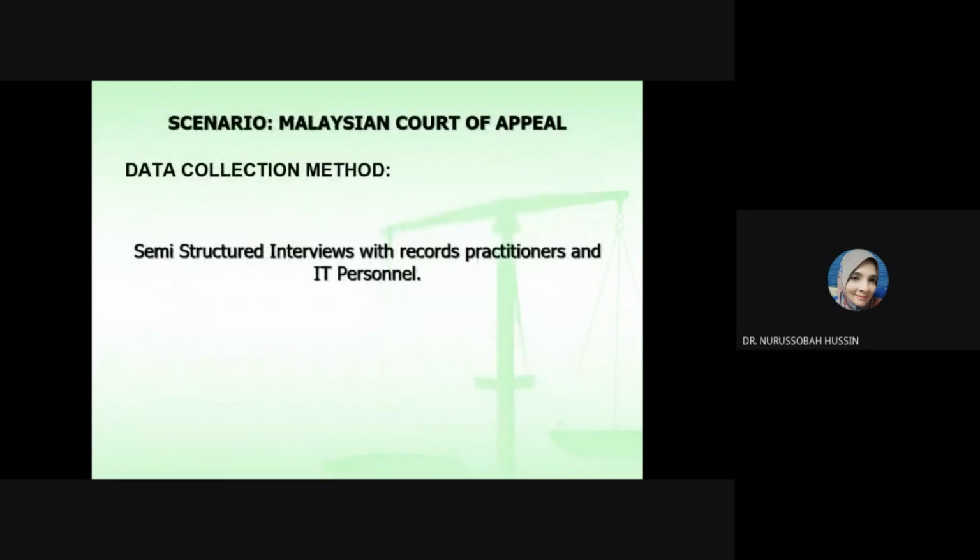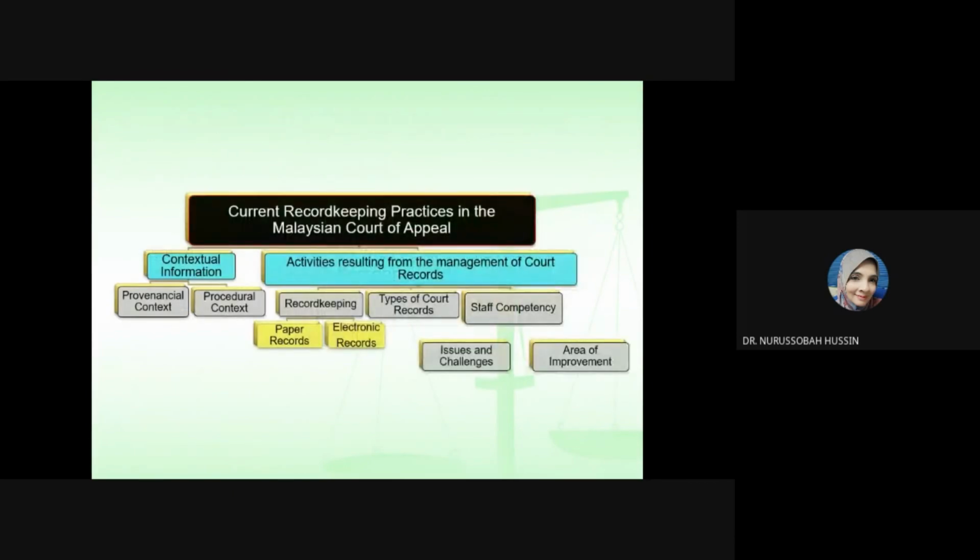Okay, look at the scenario, the case study, Malaysian Court of Appeal. So we want to do the business system analysis to solve our problem just now, improving the electronic records management system. Okay, so when we have decided we want to design the ERMS, what we have to do is investigate in depth. In terms of contextual information, in terms of background, we can investigate the providential context and procedural context. What is providential context?